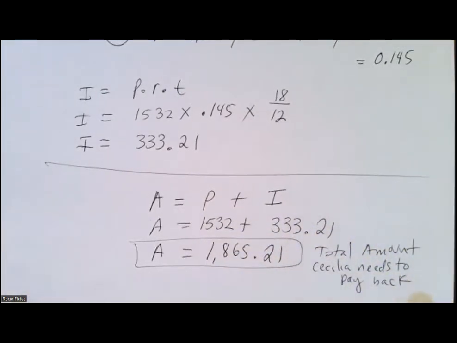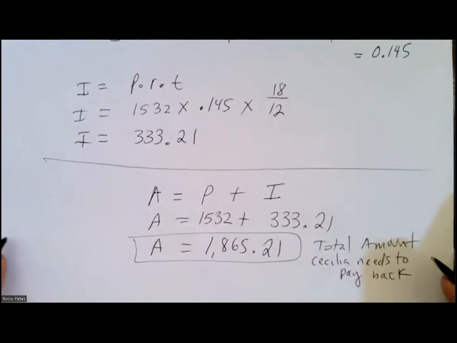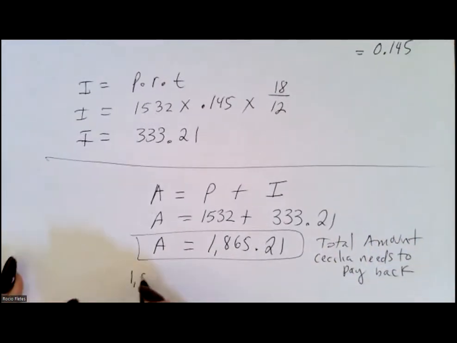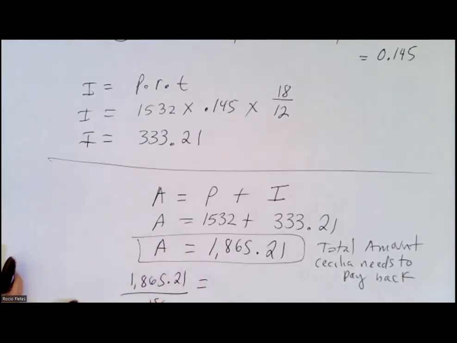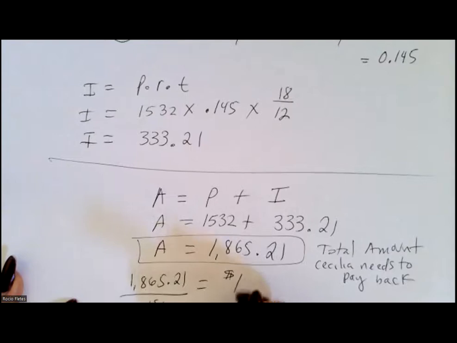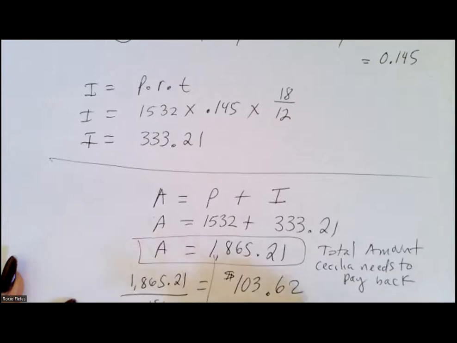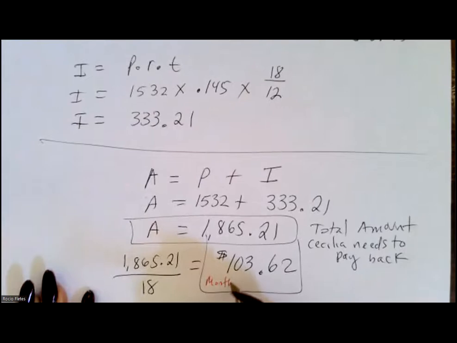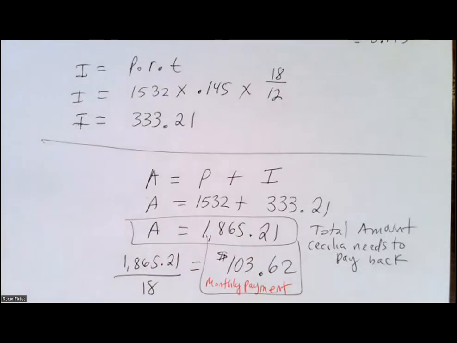Okay, so now Cecilia needs to pay back 1,865.21, but she has 18 months to do it. So you can figure out the payment by taking 1,865.21 and dividing by 18, which gives us payments of $103.62. Let's round to the nearest cent. So this is the monthly payment that Cecilia needs to make. This is going to be for 18 months.